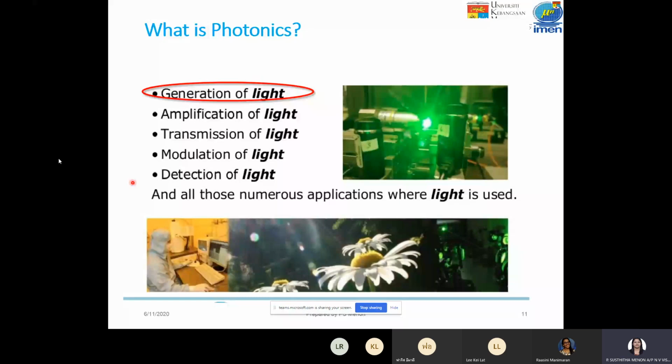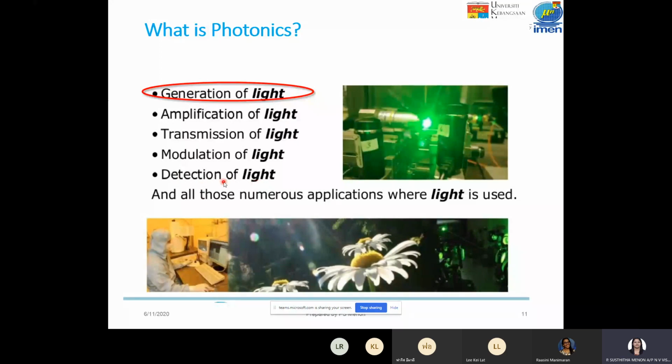So photonics is, as I mentioned last week, you can play around with light. What can you do with it? You can generate light, you can amplify, transmit, modulate, and also detect light. And in this slide, I will go through how you generate light. And next week we look at how you detect light.